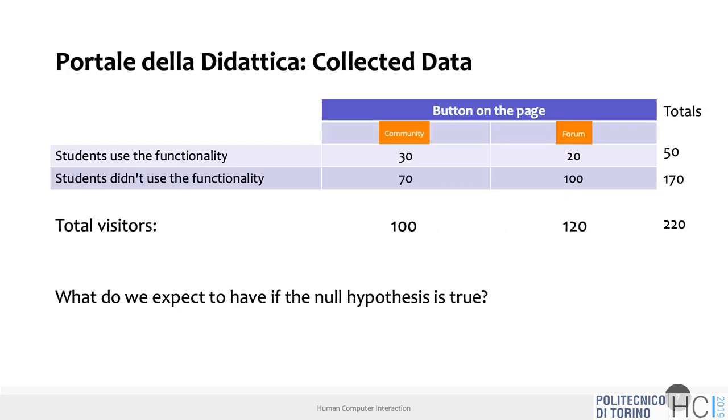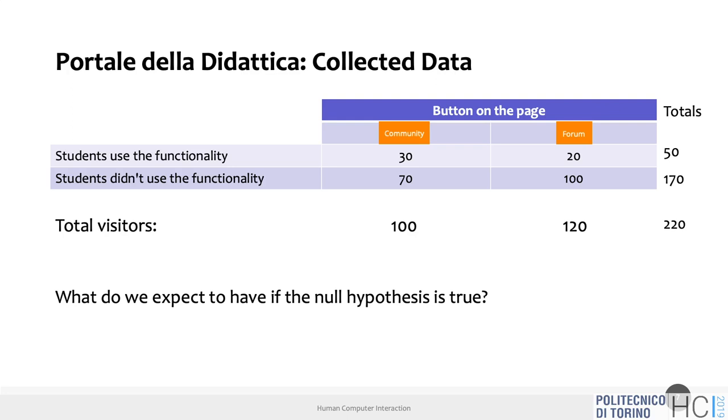So we know that we have this data. These are exactly the same data as before. I just performed a sum here row by row. So we have 30 visitors clicking on community, 20 clicking on forum. And so in the end, in our overall population, in our test, we have 220 visitors, 100 plus 120. And of these 220, 50 used either one or the other link, while 170 didn't use anything. They used something else, they just looked at the page and logged out, we don't care. They used neither forum nor community in either version.